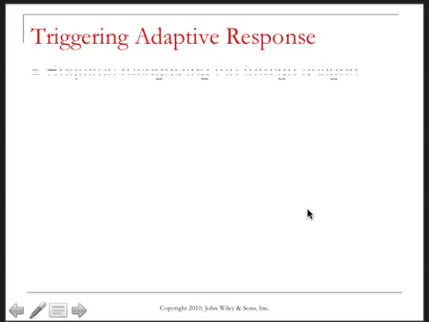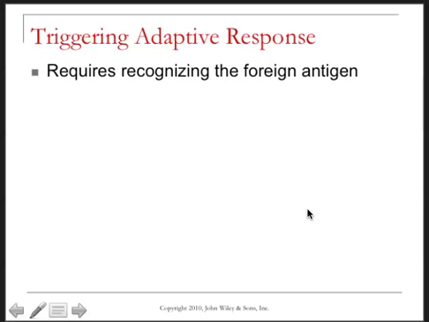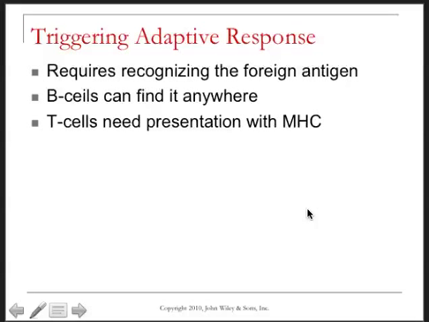Okay, so how do we trigger this adaptive response? Well, we have to recognize the foreign antigen to begin with. B cells can find it anywhere in the body. T cells have to have it presented in combination with a major histocompatibility protein, so it has to understand it in that context. You could think of the MHC as almost like an hors d'oeuvre tray and the antigen as being the hors d'oeuvre. Okay, and if we sample the hors d'oeuvre tray and we recognize that combination of tray with hors d'oeuvre, then we become activated.